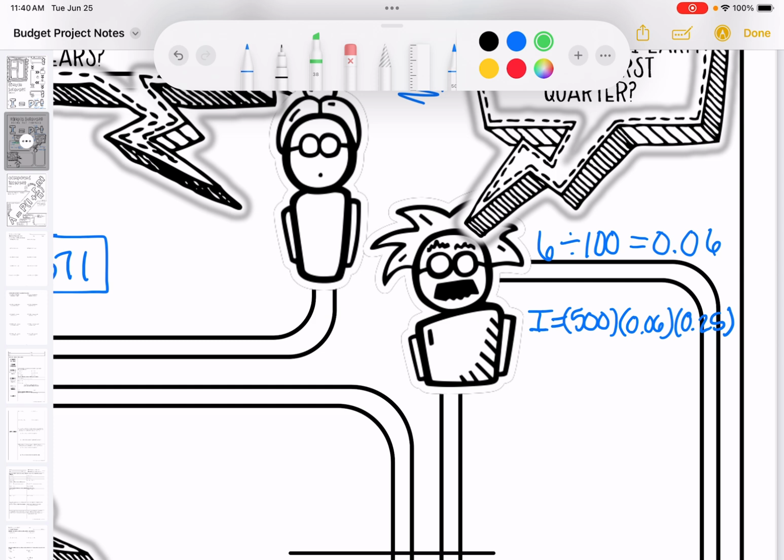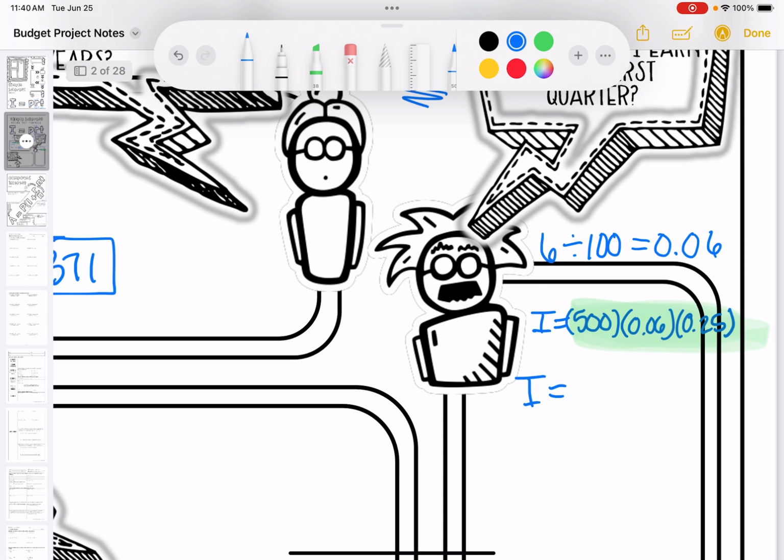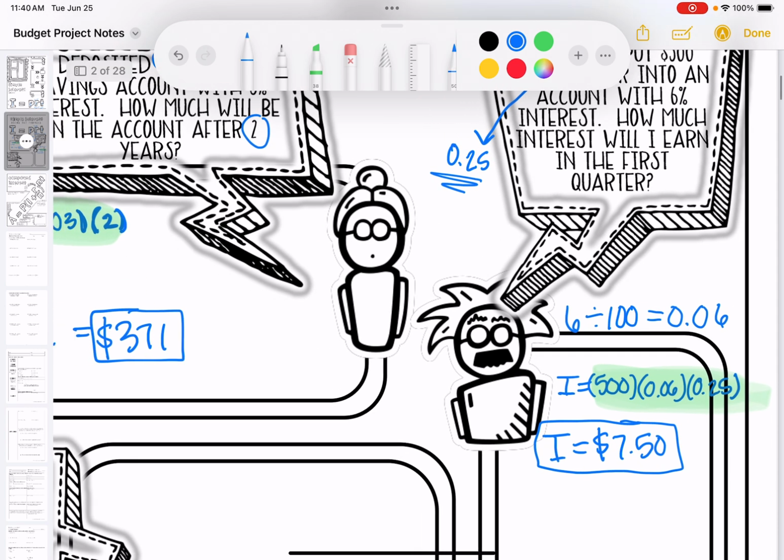So now I can type all of this into my calculator. Which would be $7.50. So that's how much they will earn after the first quarter.